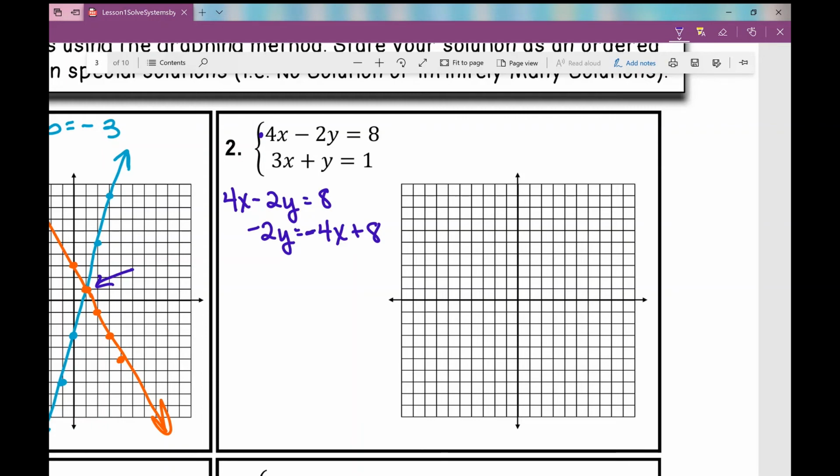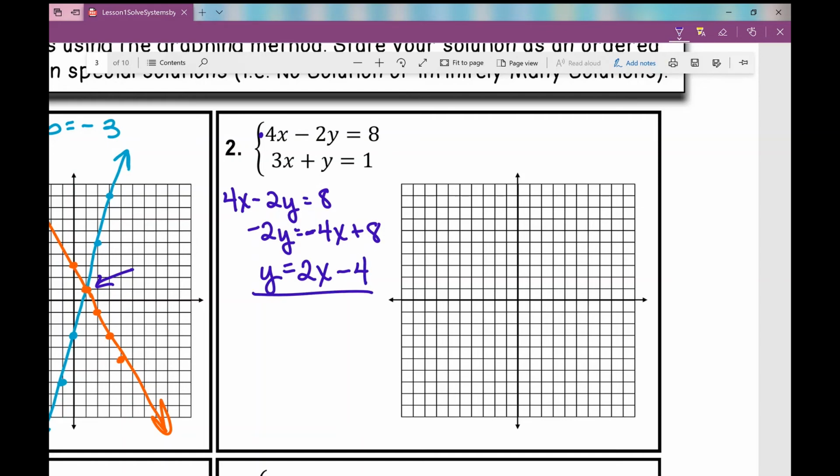Now, you may have seen me in my previous videos. I write stuff like this. Everything gets divided by -2. The more that I do this, the less that I will write every single step down. So if you're struggling with this part of it, you need to go back to those lessons and make sure you can convert from standard to slope-intercept form. So when I divide everything by -2, I end up getting y equals positive 2x minus 4.